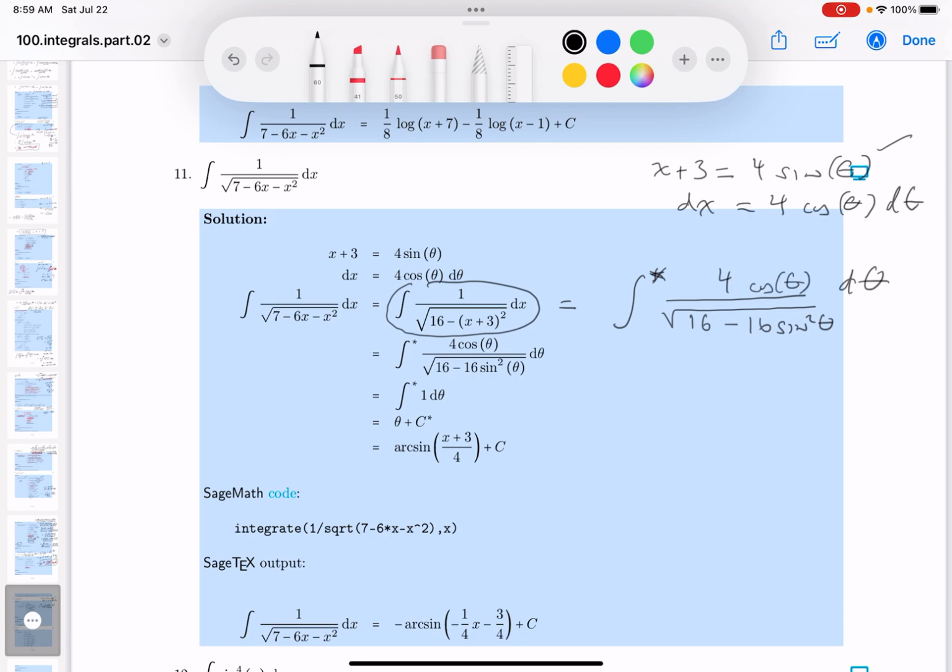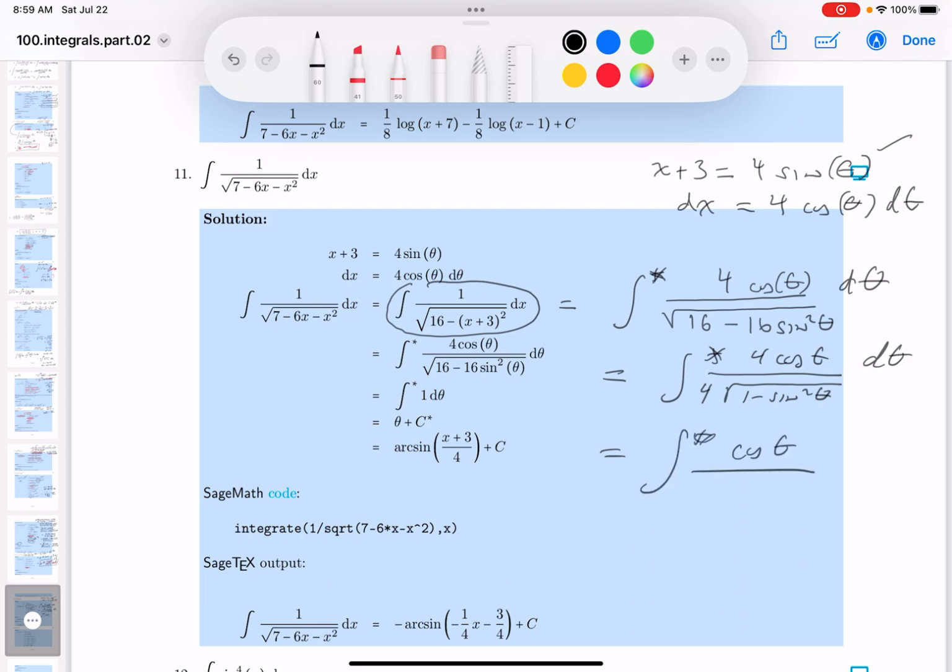All right, now for some students it actually looks worse, but it's actually getting better for me. And what am I looking at over here? Well, the top is just 4 cosine theta, d theta. On the bottom, I factor out a 16. The square root of 16 is 4. And then you're left with 1 minus sine squared theta. What does that give you? Well, the 4's cancel, so you're left with cosine theta.